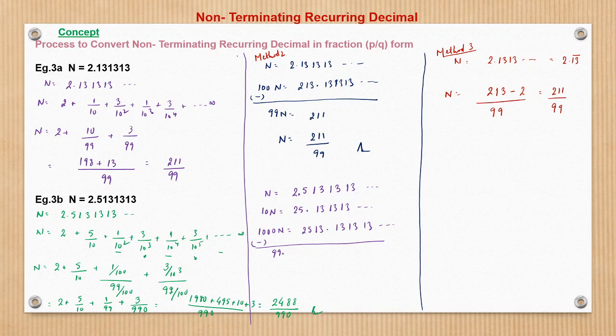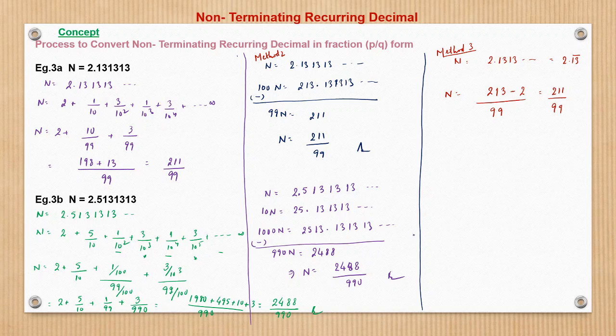So here we will subtract equation 2 from equation 3. It becomes 990n is equal to 2513.1313 minus 25. So it gives 2488. So from here n is equal to 2488 upon 990, same as what we had got before. So this is another way.